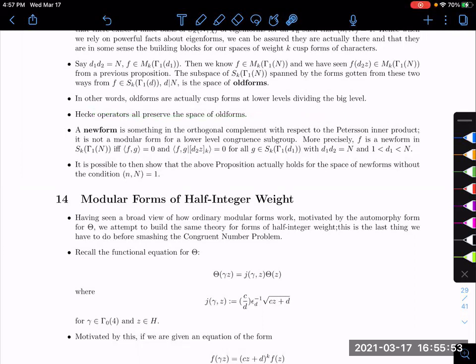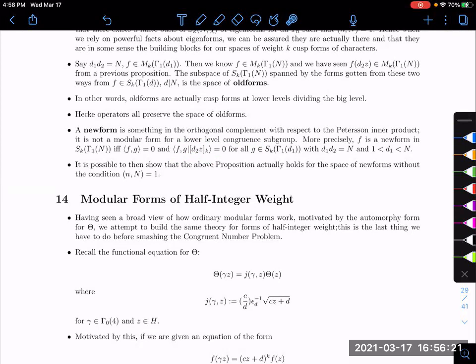Okay. So more precisely, F is a new form for S sub K of gamma 1 of N, if and only if, well, the inner product of F and g is 0 for all g in the space of cusp forms at that lower level D1, and this inner product expression here is 0. So I'm not going to say this out loud, but there's an orthogonal complement condition that has to be satisfied.